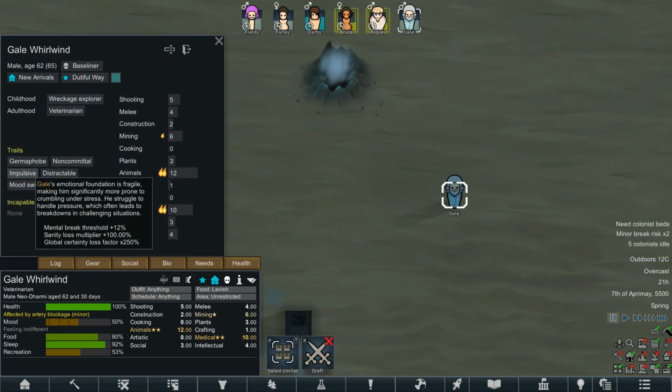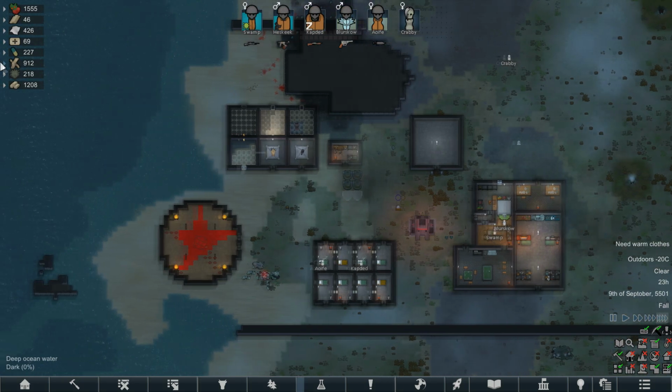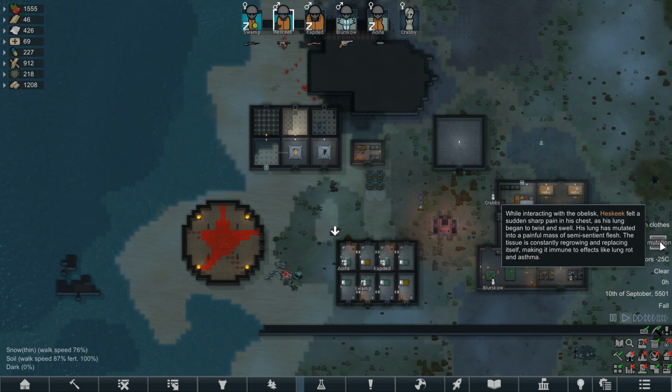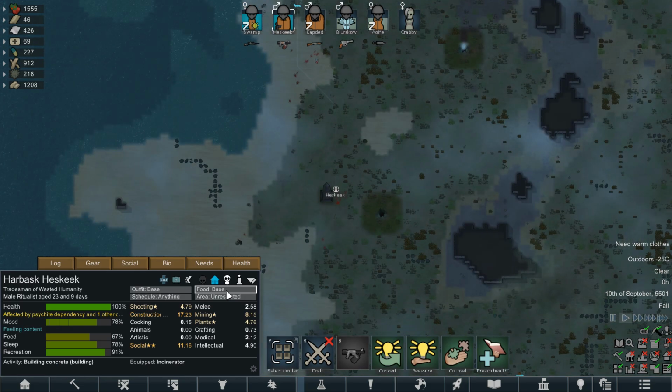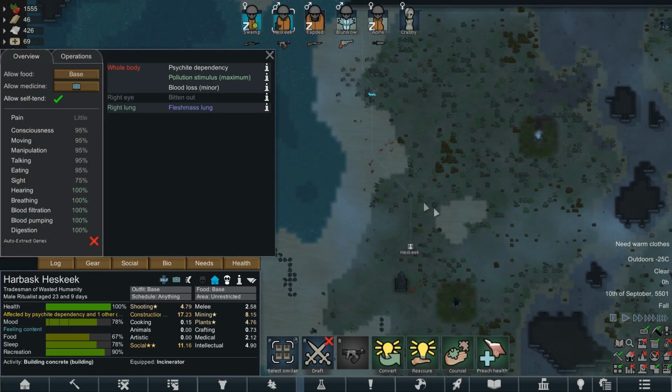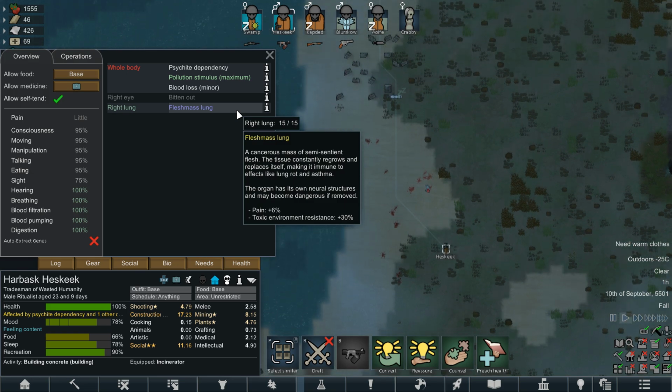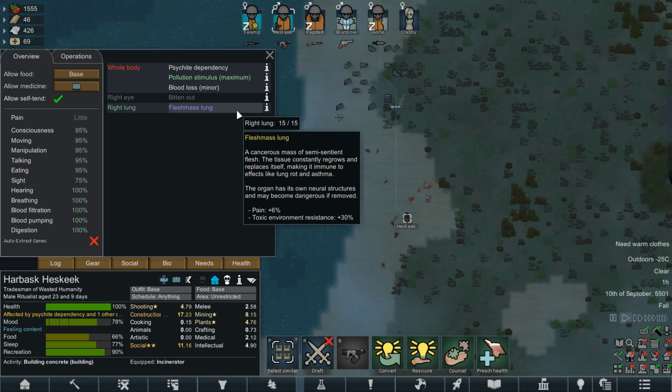Impulsive is almost entirely negative, unless you've managed to pair it with something like Tortured Artist. This is going to increase mental break threshold by 12% and put global loss certainty up to 250%, so the colonist will be constantly freaking out over minor inconveniences, and they're extremely easy to sway over to another ideology. Dangerous if you have visitors staying on your tile for an extended period.